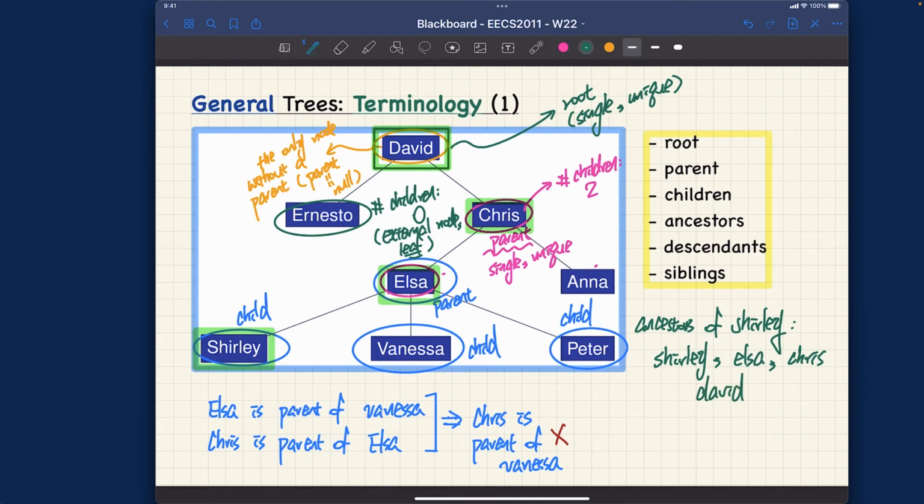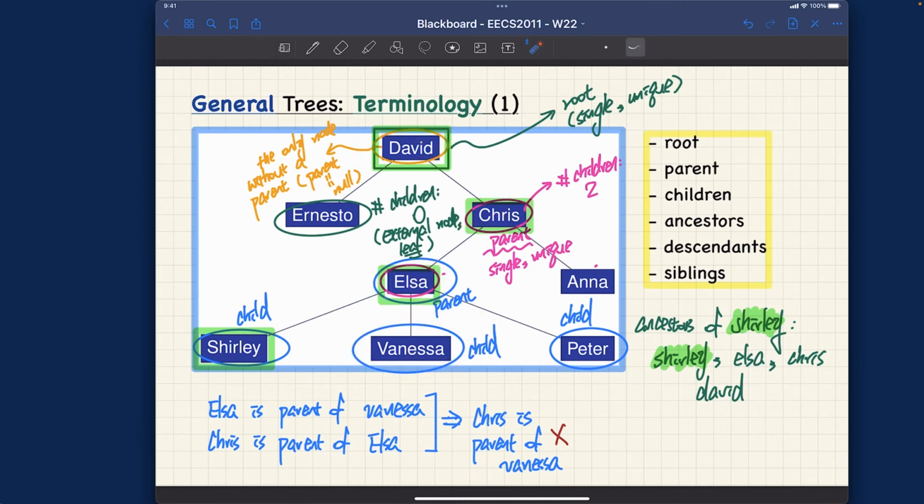And just remember, you always include the node itself. So a node is also its ancestor at the same time, right? And you can also think about what will be the ancestor for Ernesto. It will be Ernesto himself all the way until David. What about the ancestor for Vanessa? It will be Vanessa herself, parents, Elsa, grandparents, Chris, great-grandparents, David. So these will be the ancestors for Vanessa, right?